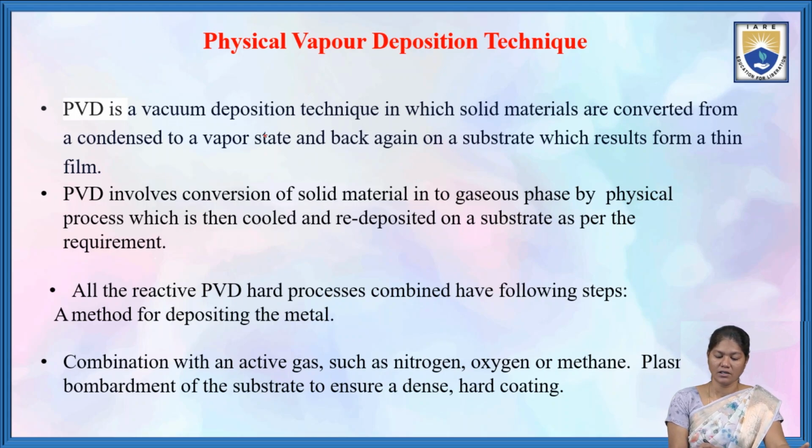So, here in this technique, solid materials are converted to a vapor state and then condensed and placed on the substrate back again, which results in the formation of a thin film. PVD involves a conversion of solid material into a gaseous phase by a physical process, which is then cooled and redeposited on a substrate as per requirement.